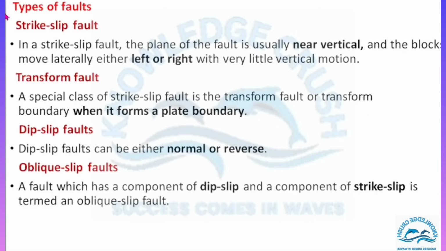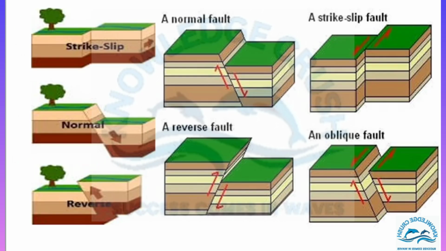So now basically we are going to see the types of fault. See here, this is the headline, types of fault. This is strike slip fault, transform fault, dip slip fault, oblique slip fault. Okay, so we discuss these faults over this slide only. The first fault we are going to talk about is the strike slip fault. See, this is the strike slip fault. These all are the same thing, strike slip fault.